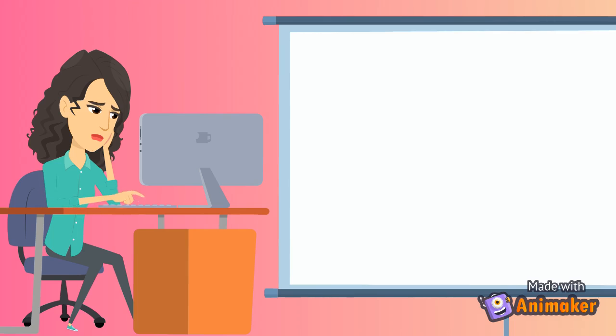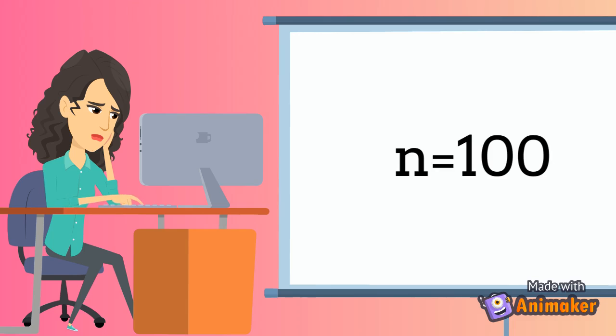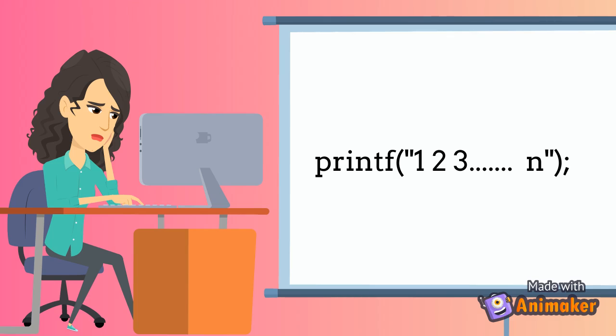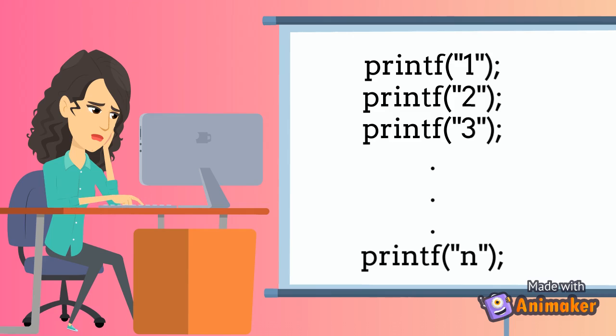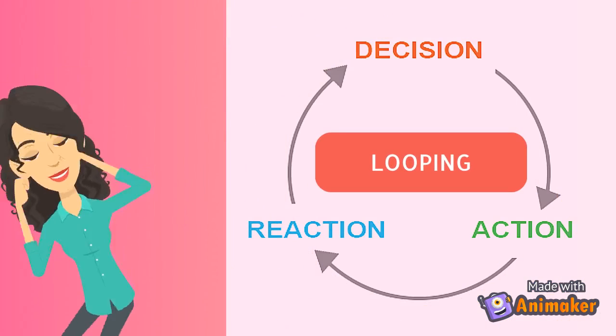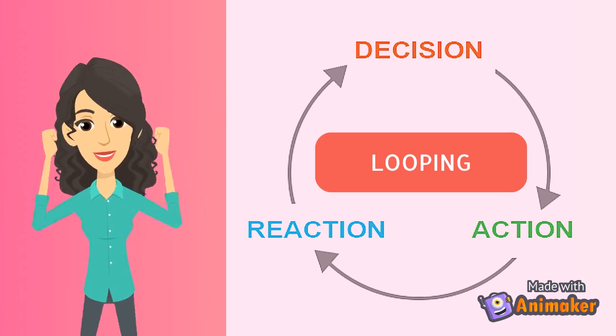Generally, we use printf statement to print something on the output screen, right? Now think, if n value is very large, let us assume the value of n is 100. If you want to print 1 to 100 numbers, either you have to write 1 to 100 numbers in one printf statement or you have to write 100 printf statements. So it really makes our task very difficult, right? So to make it easier, we have the concept of looping.